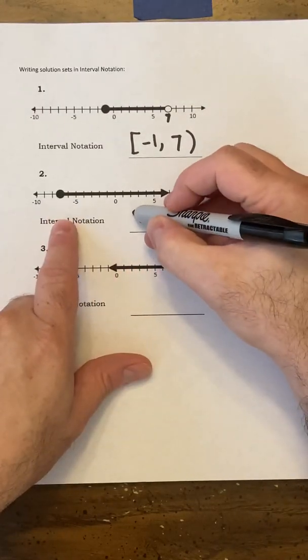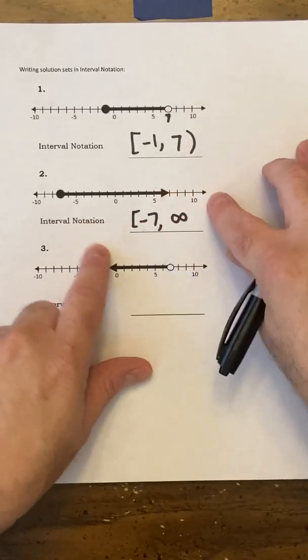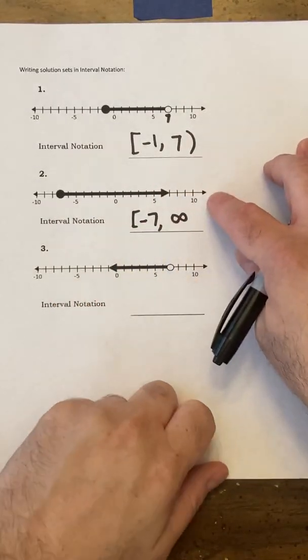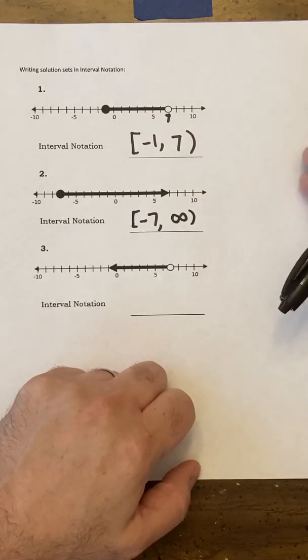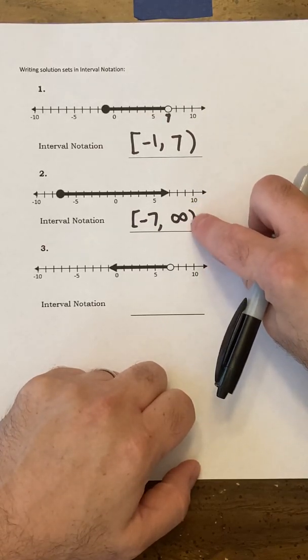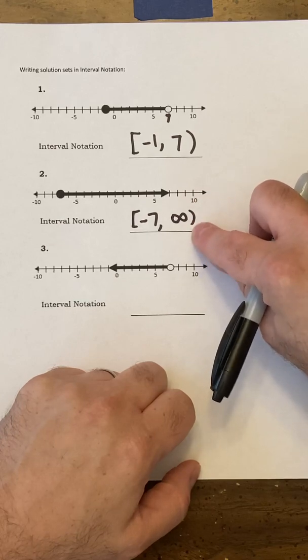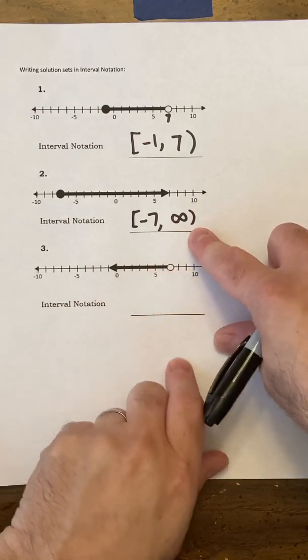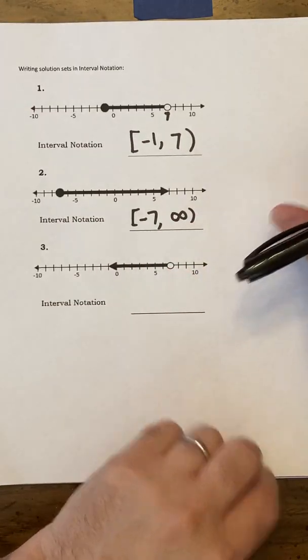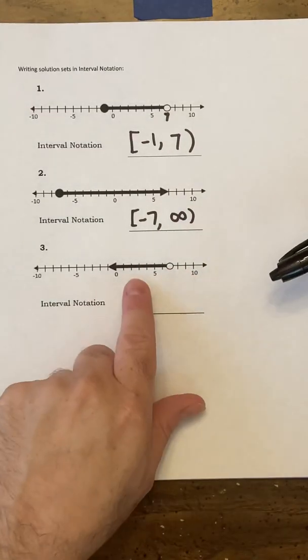We are going to include -7. We're going to go all the way to infinity, but infinity is not a number. So because infinity is not a number, we're going to use parentheses for that. So remember, the round parentheses indicate not including. Infinity is not a number, so it goes all the way to infinity, but it doesn't include infinity because infinity is not really a number. All right, let's take a look at this example.